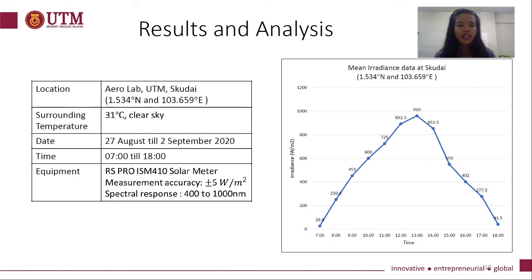The experiment is executed for a whole week, starting from 27 August to 2 September. And the time is throughout the day from 7 in the morning until 6 in the evening. The equipment used is the RS Pro solar meter. So as you can see from the graph, the maximum irradiance occurs around 1 p.m., where the irradiance obtained is 960 watt per meter square.